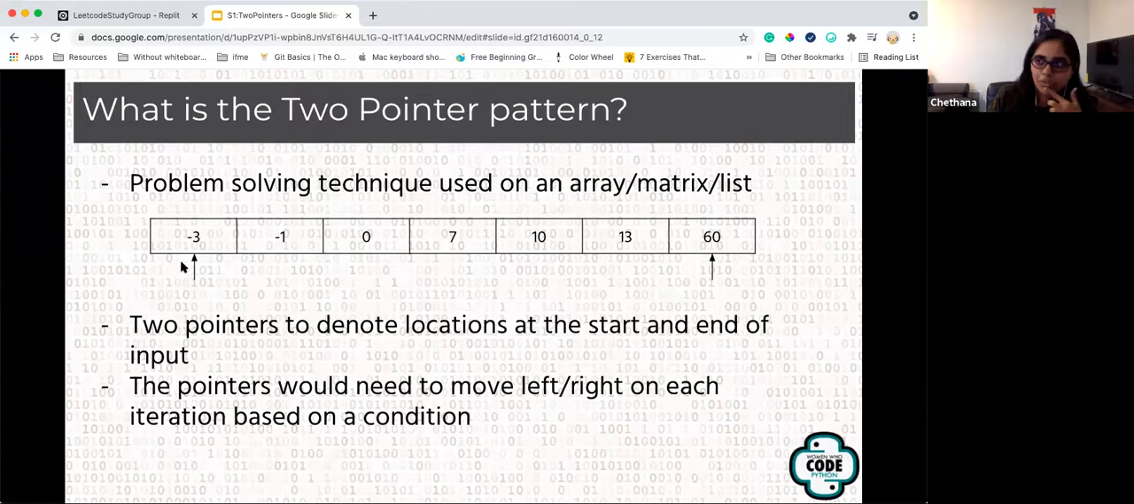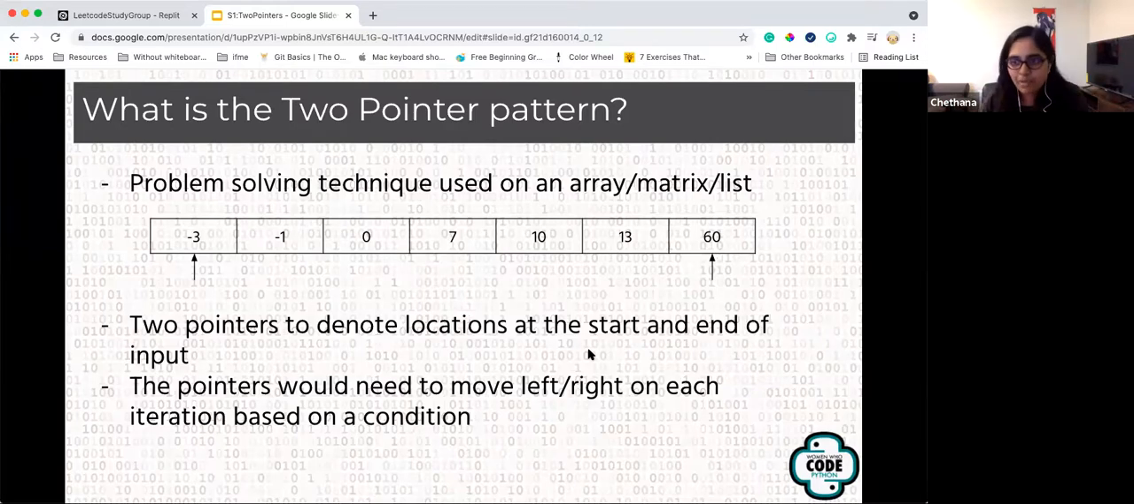I said that I'll ask you a question that I thought of. So type in the chat what kind of pattern or what kind of organization you see in the input array. So it's -3, -1, 0, 7, 10, 13, 60. What kind of pattern? Yeah, that's pretty cool. Wow. Yeah, that's awesome. They're all sorted in ascending order from smallest to largest.